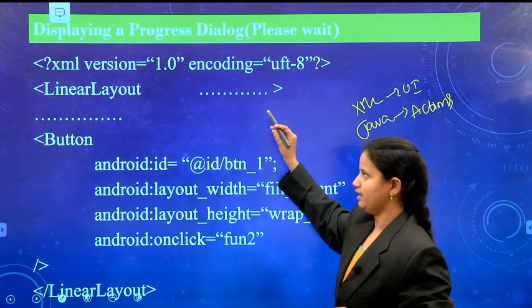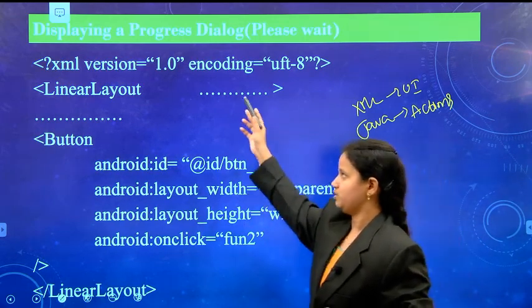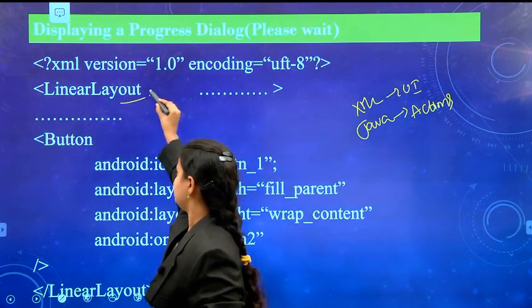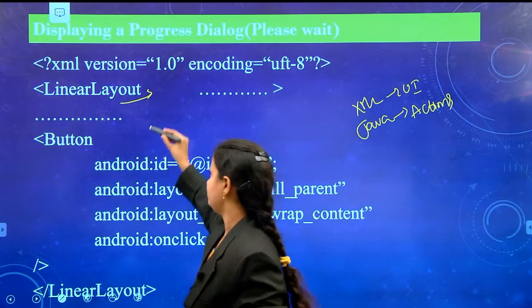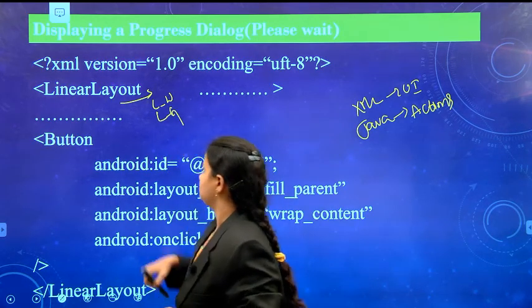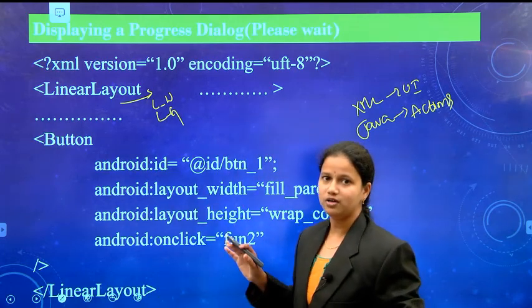The XML file initially has the XML version and a linear layout, so some code is presented. What is the corresponding code? It decides how much space the linear layout will be allocated, which we set by using layout width and layout height. These are the different properties of your linear layout.